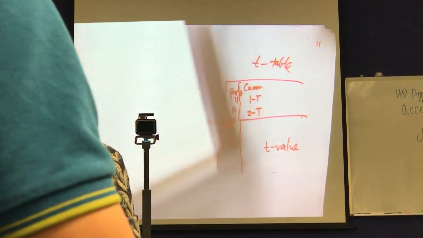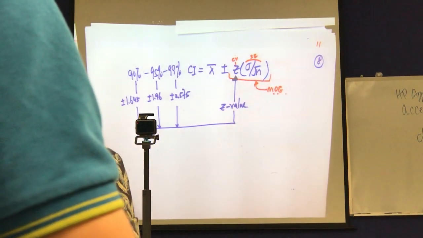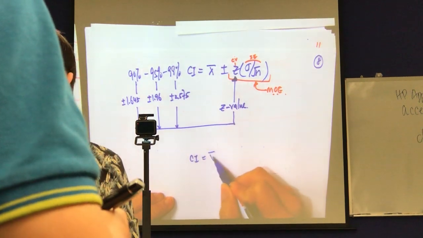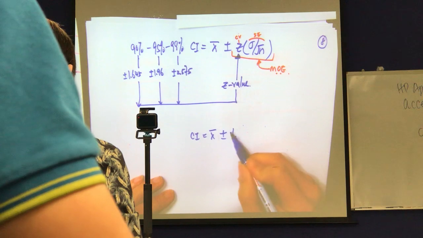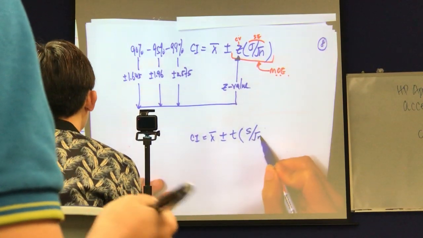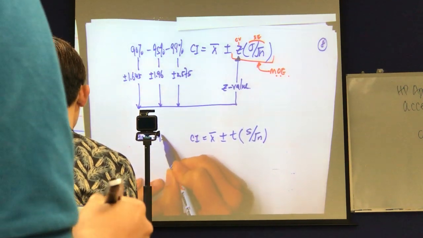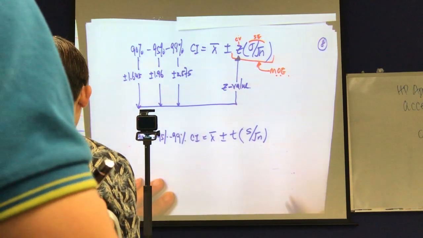Have the n in mind. We have the Z value. Now we want to find out the T value in this formula. The same thing, CI, x bar plus minus. Instead of Z, we use a T. Instead of sigma, we use the S. So it's 90%, 95%, and 99% CI equals to this formula.